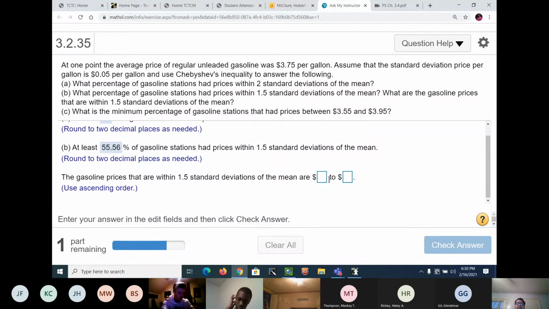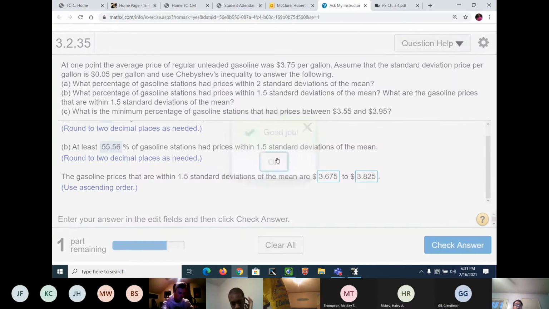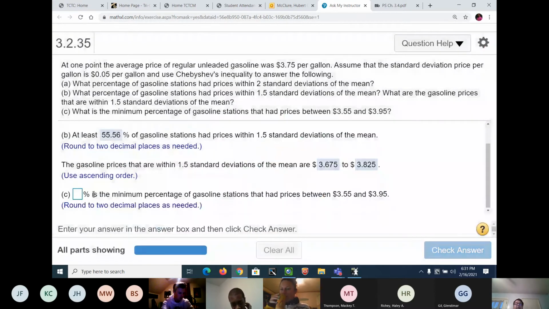3.675. And they may want to round up. I don't know. It doesn't say round. And 3.825. Okay, C. What is the minimum percentage between 355 and 395?